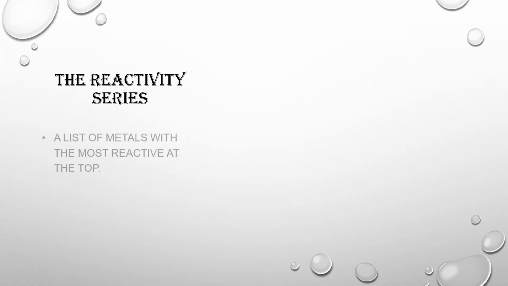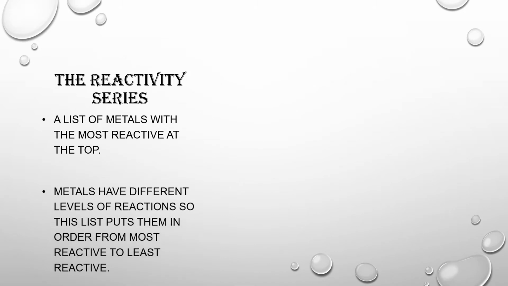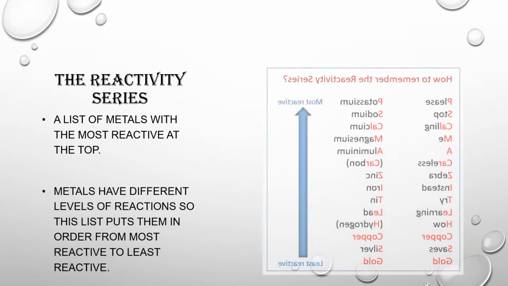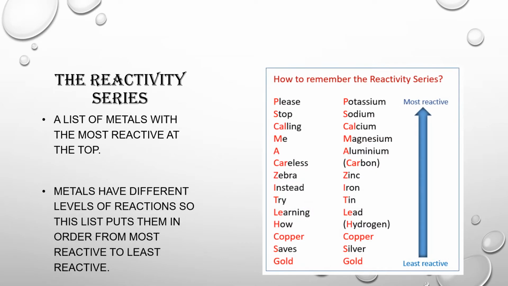The reactivity series. This is a list of metals with the most reactive metal at the top. Metals have different levels of reactions, so this list puts them in order from the most reactive metal to the least reactive. On the list, we'll notice that there are many metals to remember, but there is a mnemonic that we can use to help us memorize.